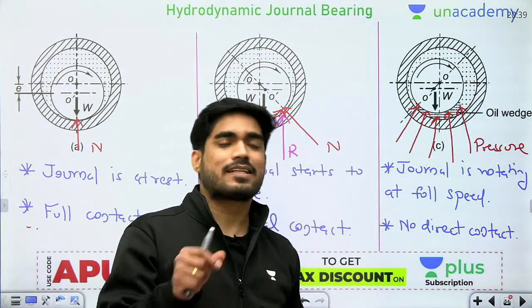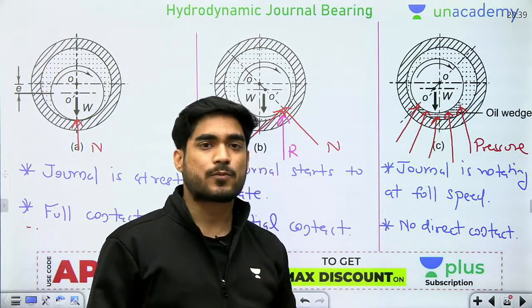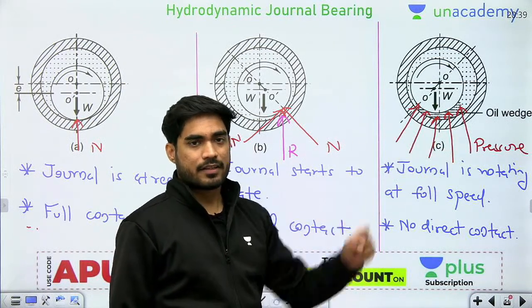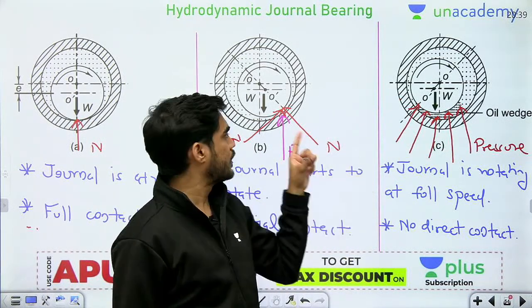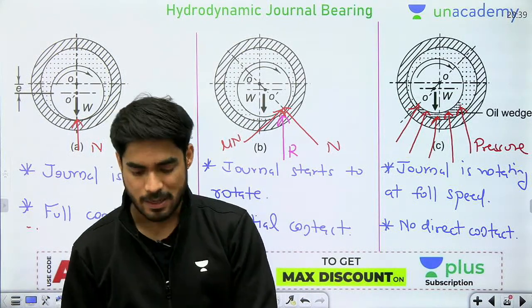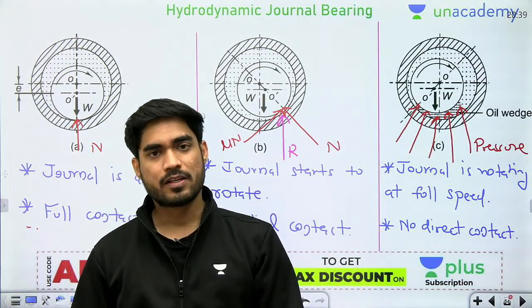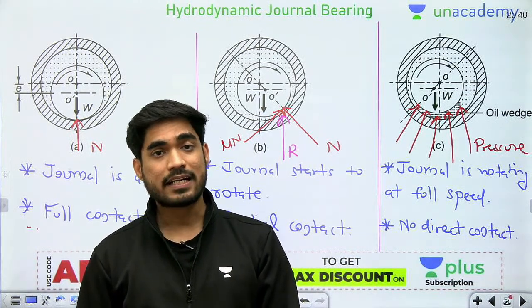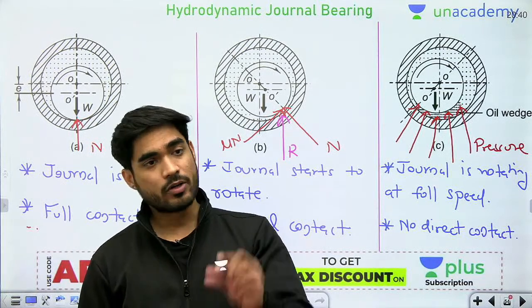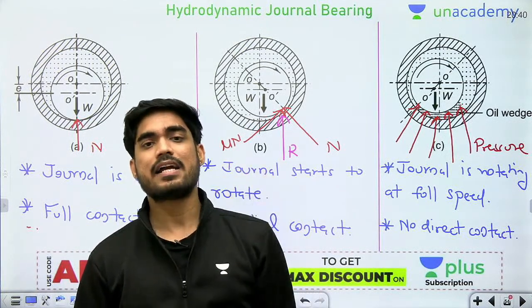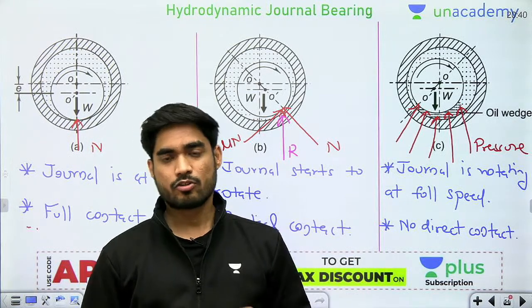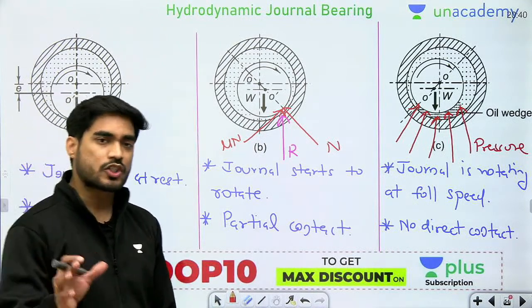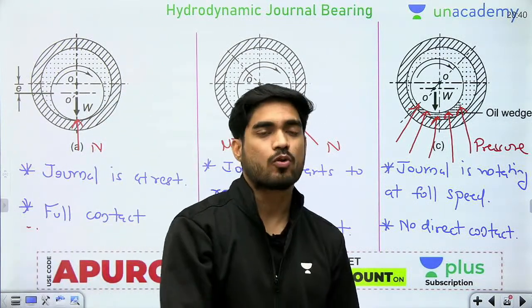Why? Because for those some seconds the journal will not be operating at full speed, it will be operating at less speed, and due to that less speed there will not be enough pressure, and that's why the journal will be directly supported by the bearing surface. It will not be supported by the lubricating oil. So in that case there will be thin film lubrication, there is direct contact, there will be high wear and tear, high friction. तो ये चीज आप लोगों को क्लियर है कि जर्नल बियरिंग में कुछ टाइम के लिए तो थिन फिल्म लुब्रिकेशन होगा ही होगा.